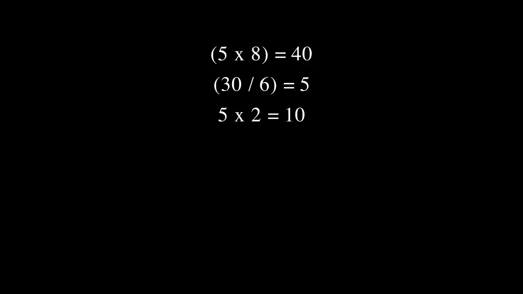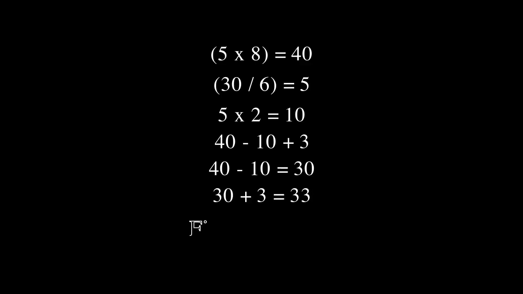Now that the second bracket has given us 5, we multiply that by 2, which gives 10. So the expression now reads 40 minus 10 plus 3. Working from left to right, 40 minus 10 gives 30. Finally, 30 plus 3 gives 33, which is the final value of the whole expression.